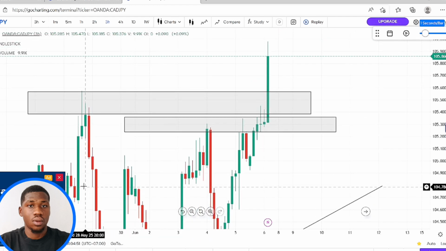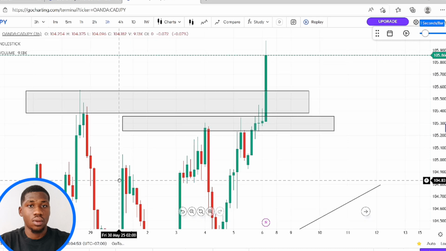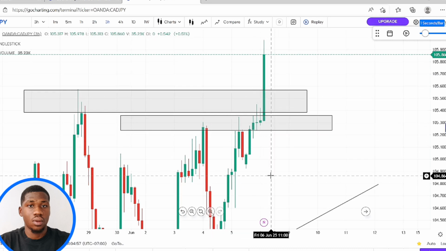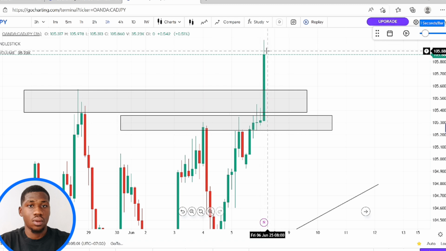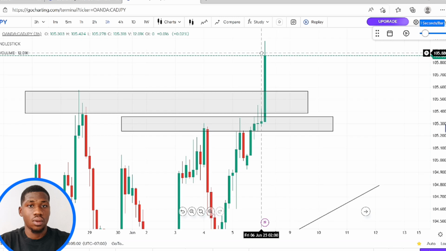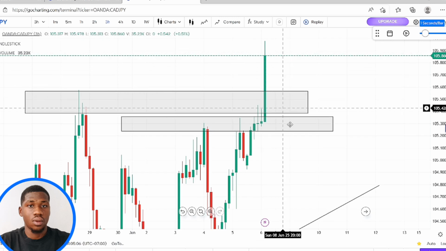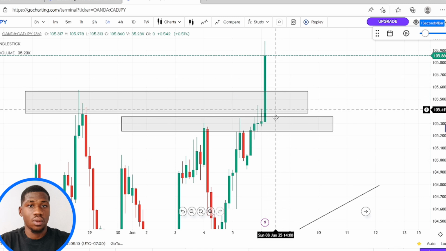Now at this point, I want a pullback, right? Since I already have a break of structure. When a candlestick breaks like this, it indicates a very strong breakout. Then what do you need next? You need a pullback to your zone. Okay, you need a pullback to your zone.